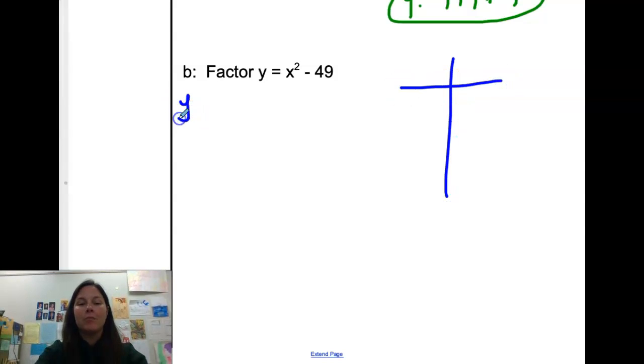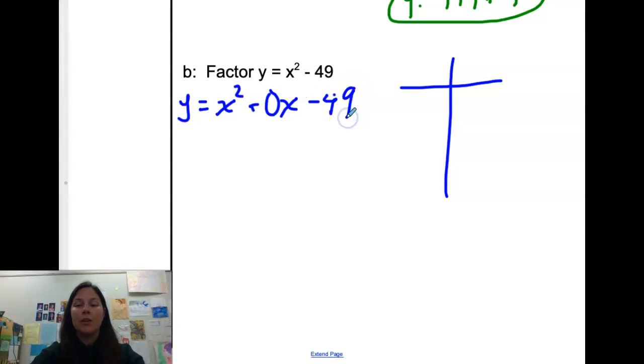We're still going to put that 0 term in the middle, although I will say, if you figured out the pattern and you don't need that middle term, that's okay. You don't have to show it. But we are thinking about what multiplies to -49 and adds to 0.